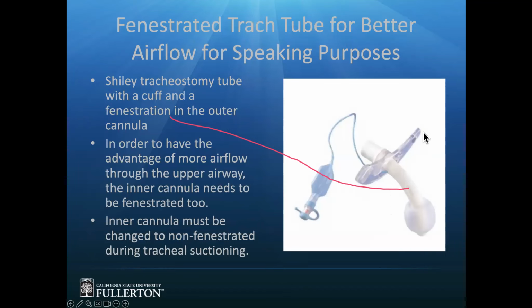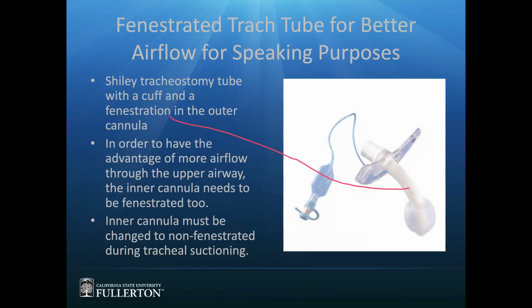This is a Shiley fenestrated tube, and you can see all the different parts that we looked at: the hub, the flange, the outer cannula, the cuff, the pilot. And then it's not very easily seen, but if you look real closely, you'll see there's a little hole here, and there's a matching hole on the other side. Those are the fenestrations. And if you put an inner cannula in that does not have matching fenestrations, which you certainly can do, you don't have the benefits of the fenestrations.